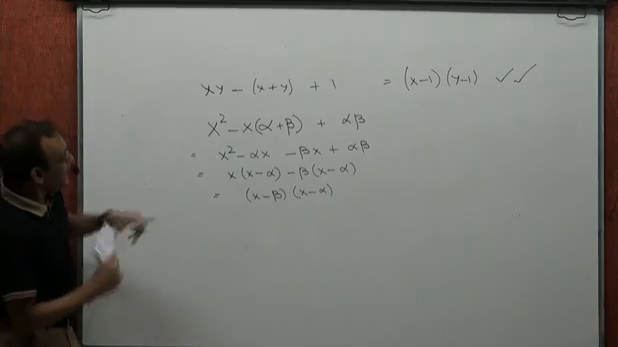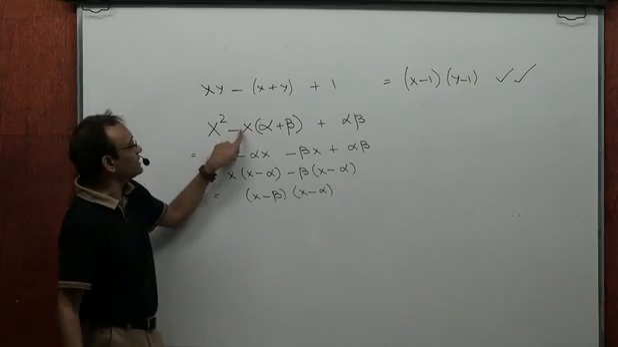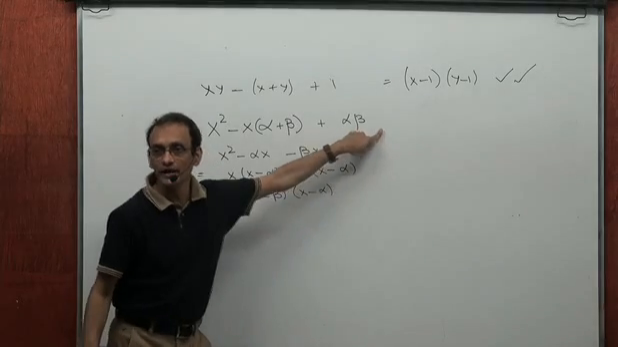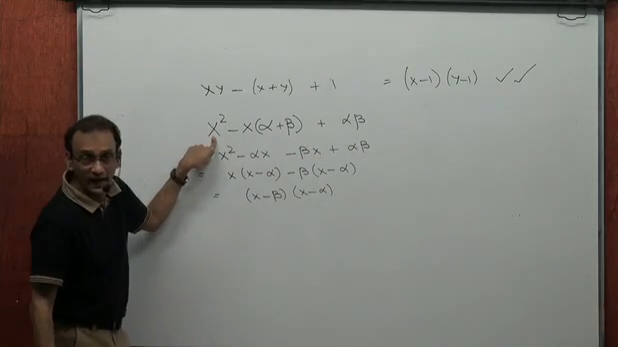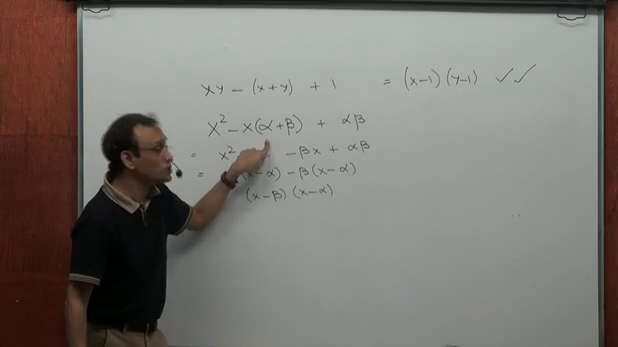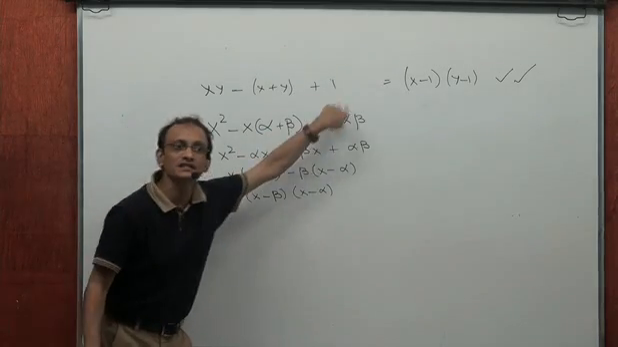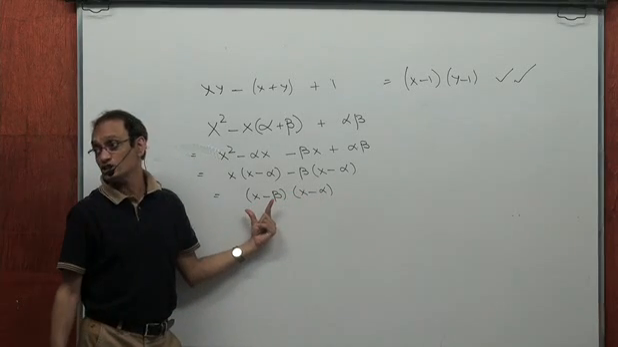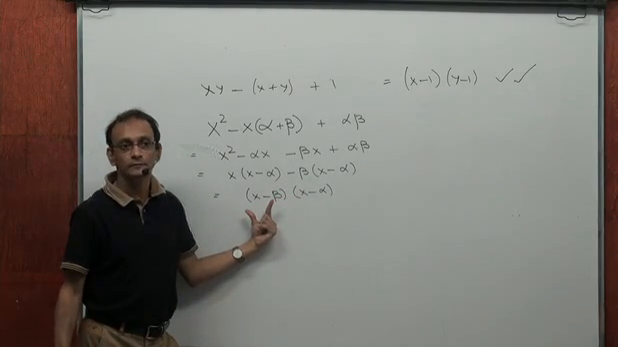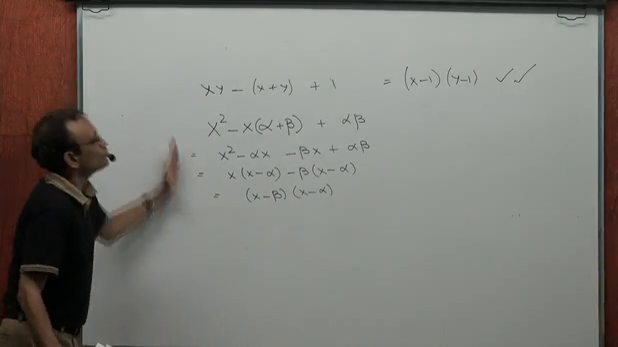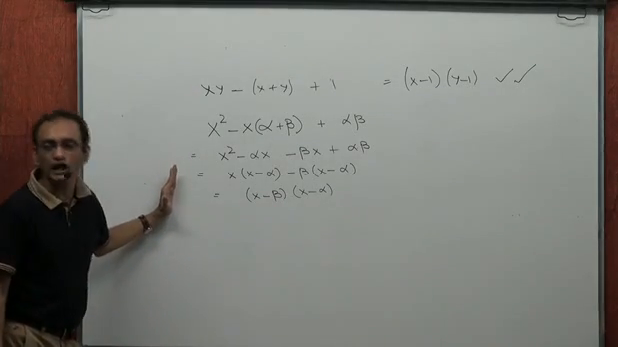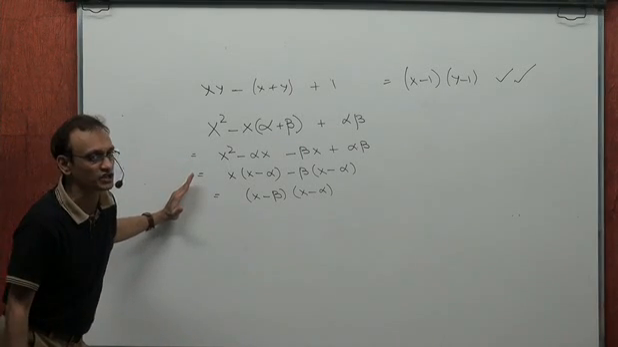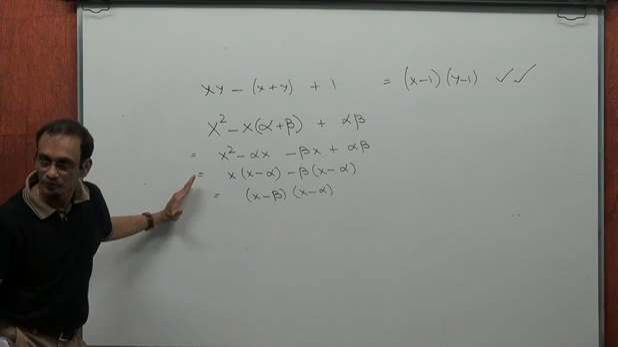So every time you have an expression of the kind x squared minus x into alpha plus beta plus alpha beta, you could write this as x minus alpha into x minus beta. Always. So these are two results that we would use time and again in our endeavor to solve integer problems using factorization. Clear?